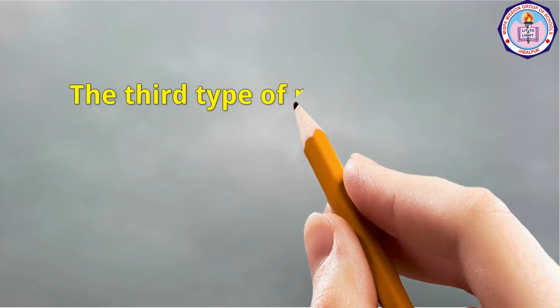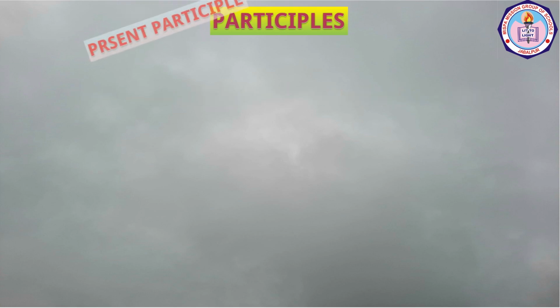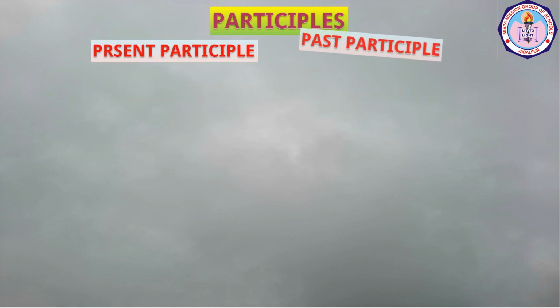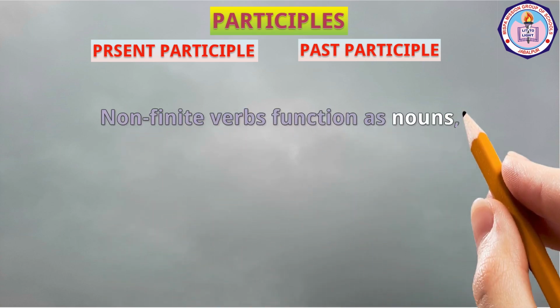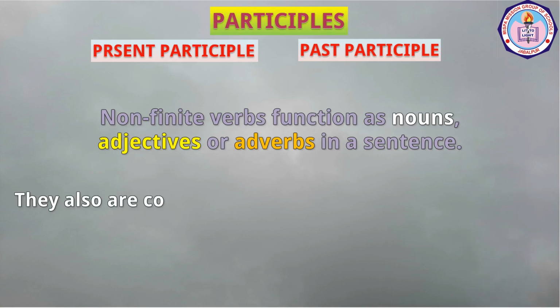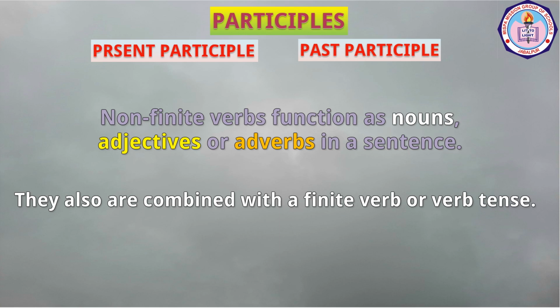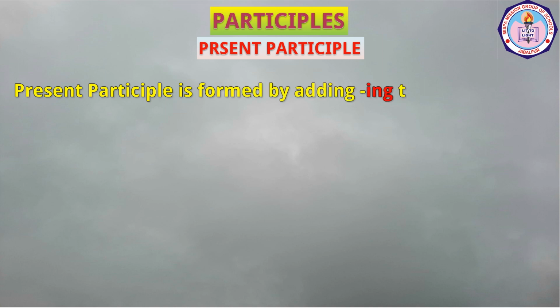The third type of non-finite verb is participle. There are two types of participles: present participle and past participle. Non-finite verbs function as nouns, adjectives, or adverbs in a sentence. They also are combined with a finite verb or verb tense. Present participle. Present participle is formed by adding ing to the verb root.